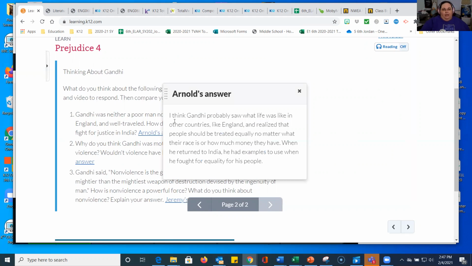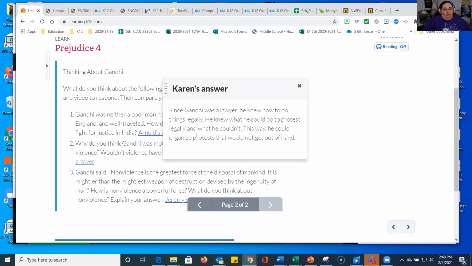Arnold's answer. I think Gandhi probably saw what life was like in other countries like England and realized that people should be treated equally, no matter what their race is or how much money they have. When he returned to India, he had examples to use when he fought for equality for his people. Karen's answer. Since Gandhi was a lawyer, he knew how to do things legally. He knew what he could do to protest legally and what he couldn't. This way, he could organize protests that would not get out of hand.